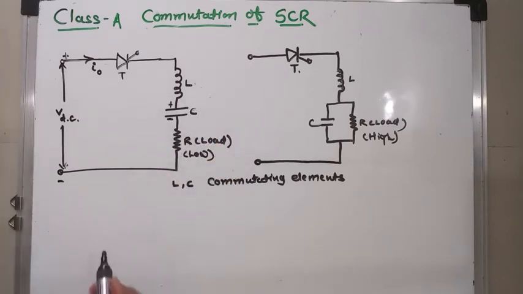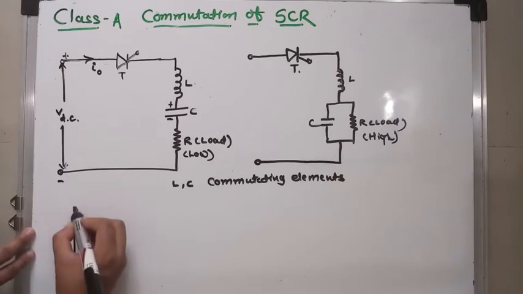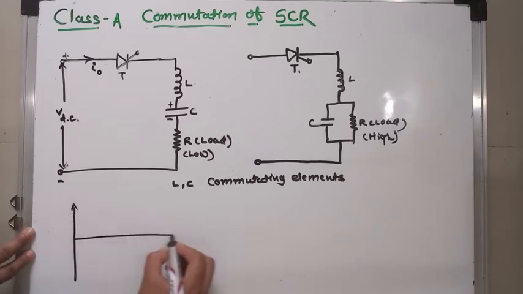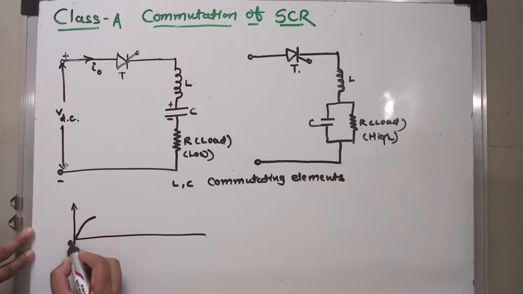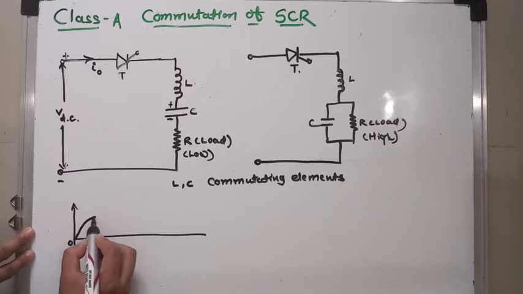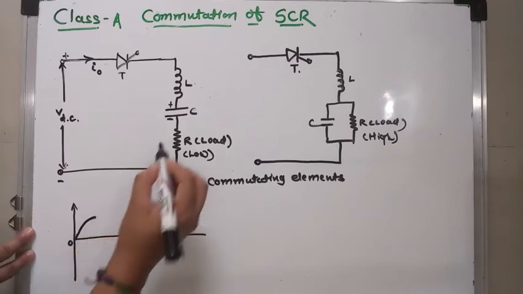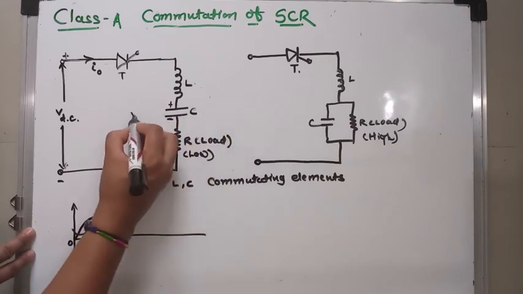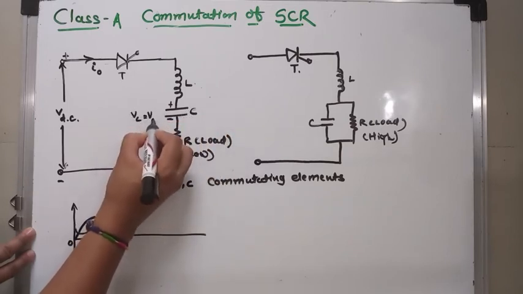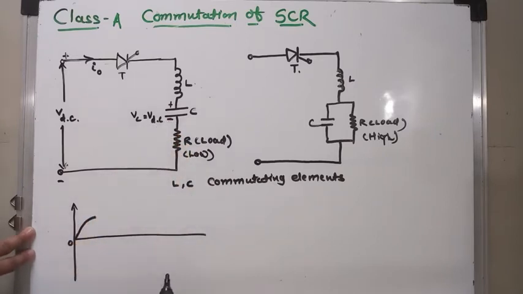So what will happen? Due to the underdamped circuit, the nature of the current is like that. Initially the current rises exponentially from 0 and attains the maximum value. Then the capacitor is fully charged, which means the capacitor voltage VC is equal to VDC.